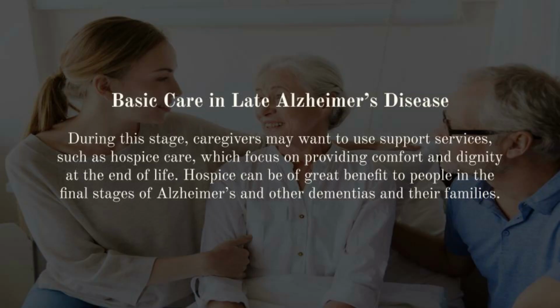And when your loved one is at the end of their life, caregivers may want to use support services such as hospice care, which focuses on providing comfort and dignity at the end of life. Hospice can be a great benefit to people in the final stages of Alzheimer's and other dementias and their families.